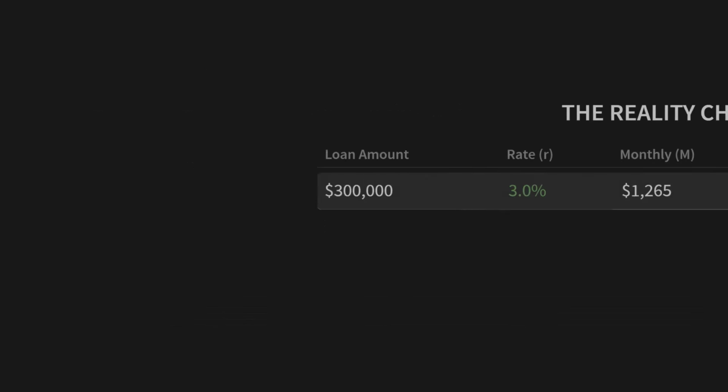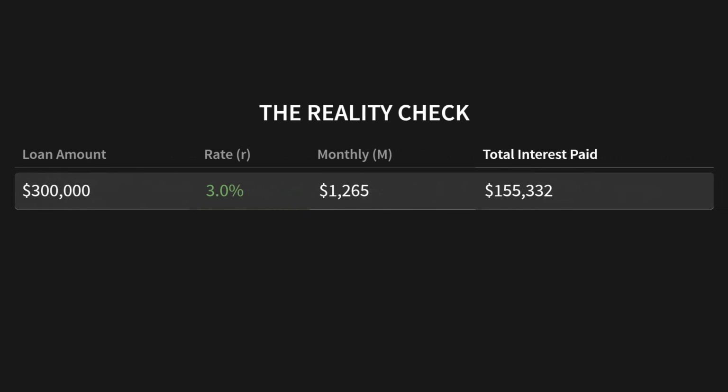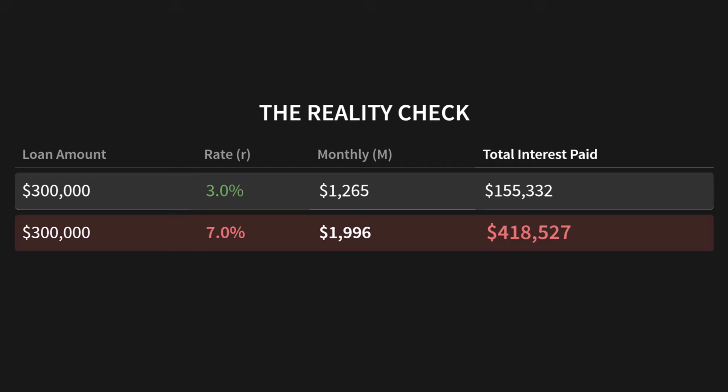This is the reality check. Look at this table. With the loan amount of $300,000 at a 3% rate, your monthly payment is $1,265. Okay, but at a 7% rate, your payment jumps to almost $2,000 a month. But look at that last column, the total interest paid. At 3%, you pay about $155,000 in interest over 30 years. At 7%, you pay over $418,000. That's more than the house was worth in the first place.